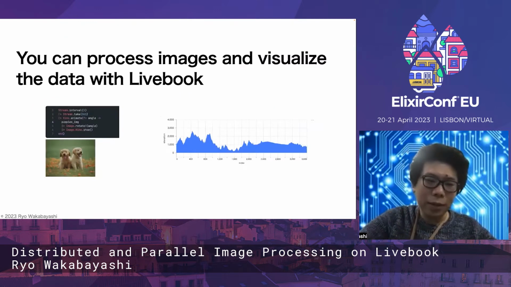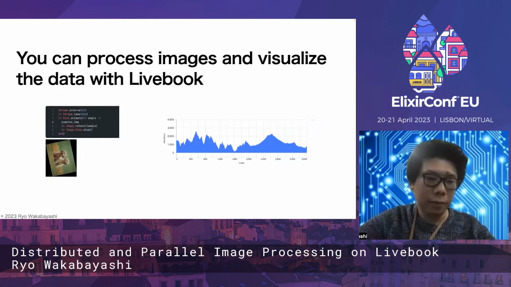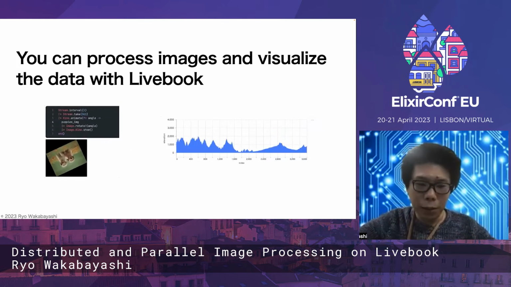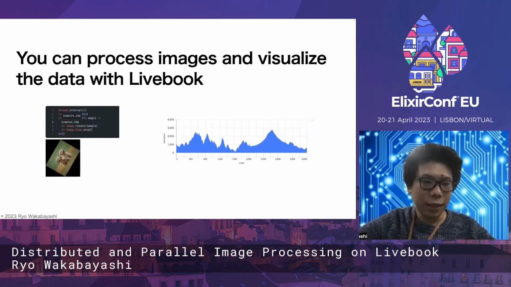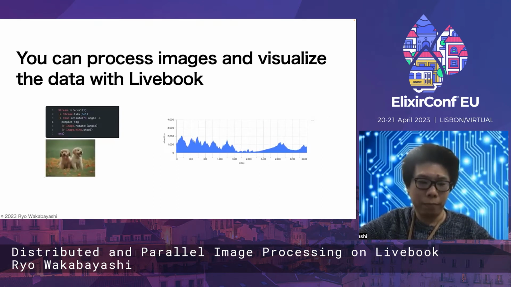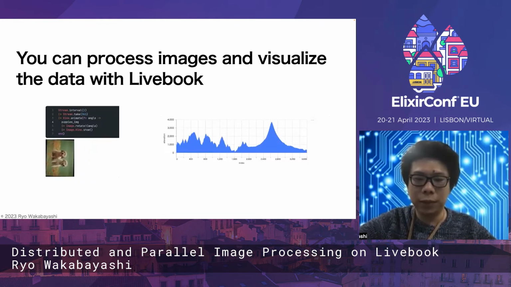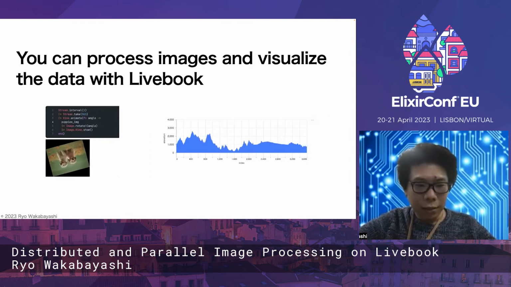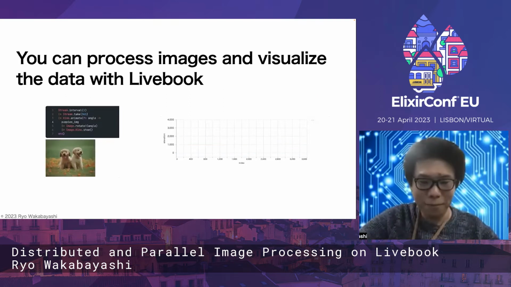You can process images with Livebook. And you can visualize the data with Livebook. It is easy to animate images and graphs. Livebook is a very powerful visualization tool, even more so than Jupyter. And Elixir is more concise than Python. Livebook will attract researchers and students from many fields to Elixir. Just yesterday, I also introduced Livebook to dozens of students at Oita University.